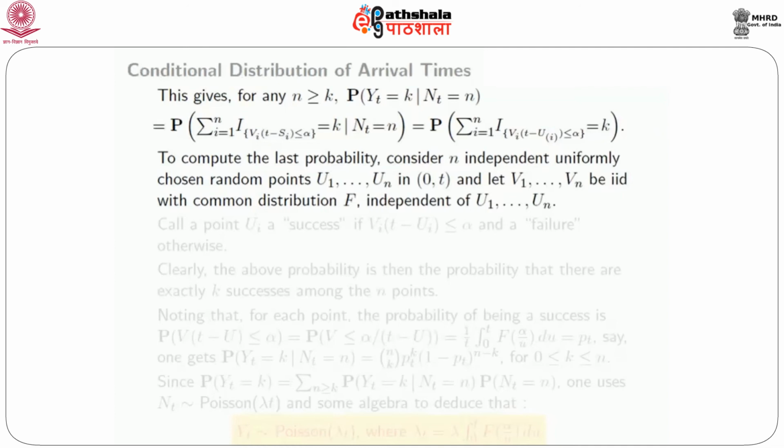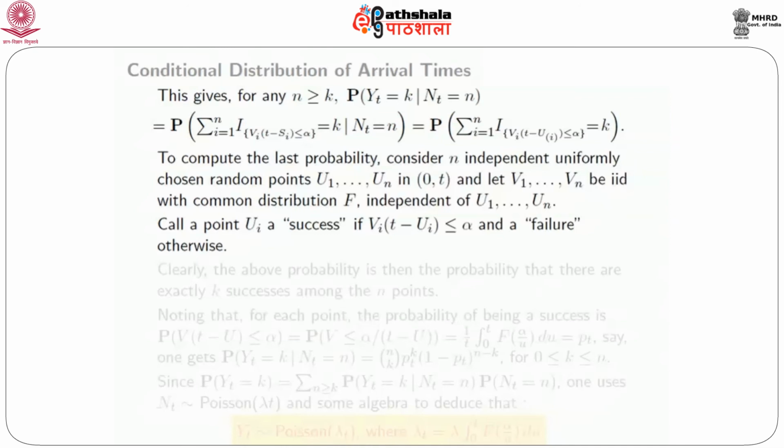Now, how do we compute this probability? To compute this last probability, this is how we proceed. Consider n independent uniformly chosen random points U_1, U_2, ..., U_n in 0 to t, and let V_1, V_2, ..., V_n be IID with common distribution f. These are the velocities, and V_1, V_2, ..., V_n are not only IID among themselves, but they are also independent of U_1, U_2, ..., U_n. Call a point U_i a success if V_i times (t minus U_i) is less than or equal to alpha and a failure otherwise.